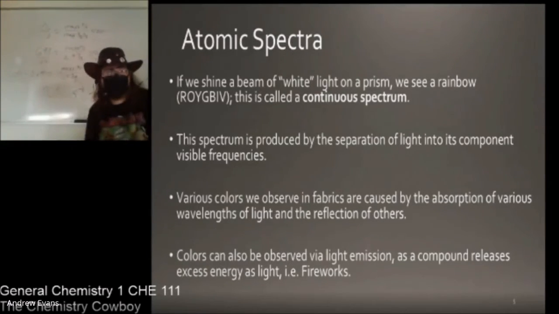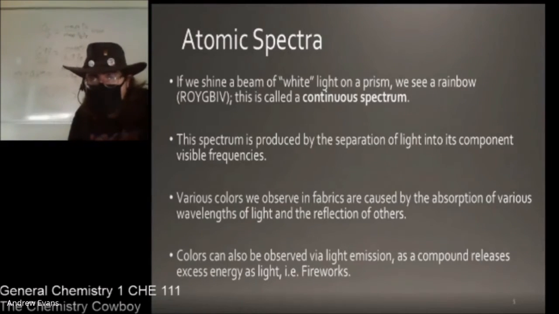But the first thing we're going to really talk about, and the first thing we're really going to look at in lab, is atomic spectra. If we shine a beam of white light, like the light from our light bulbs overhead or from the sun, on a prism, the prism will diffract it into a rainbow, the ROY G BIV rainbow. That whole rainbow is called a continuous spectrum. All those colors together make up that white light. We just perceive all the colors together as white light.